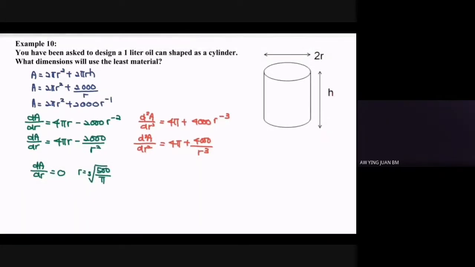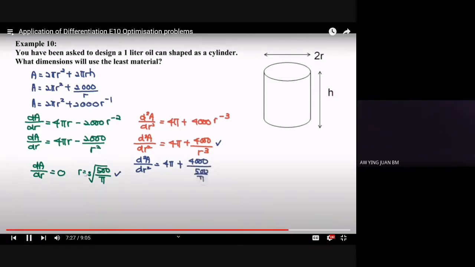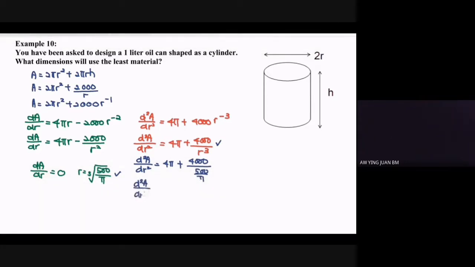Step number 4, verify the solution by using the second derivative test, meaning that substitute the r into the second derivative. So we will have second derivative equals to 4 pi plus 4000 over r cubed. So in here we will have 500 over pi if we simplify the situation and rearrange the situation. So we will have second derivative equals to 4 pi plus 4000 pi over 500. So meaning that in here we will have 4 pi plus 8 pi, and second derivative equals to 12 pi, which is greater than 0.